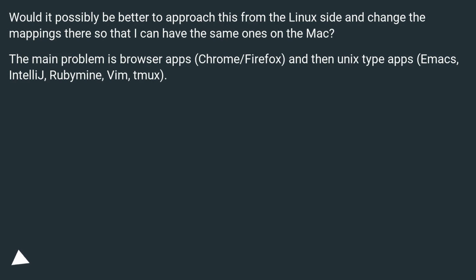Would it possibly be better to approach this from the Linux side and change the mappings there so that I can have the same ones on the Mac? The main problem is browser apps, Chrome/Firefox, and then Unix type apps, Emacs, IntelliJ, RubyMine, Vim, Tmux.